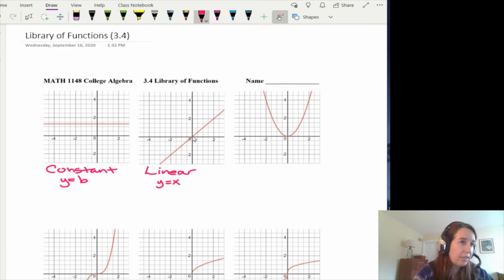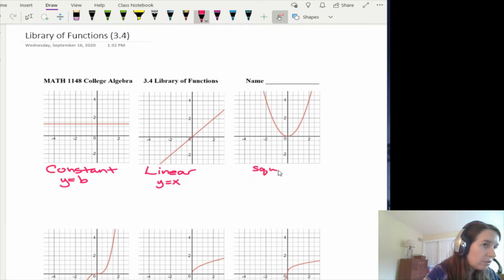Notice that the function goes through the point 0, 0. That's its x and y intercept. Notice that it has a slope of 1. In other words, it goes up 1 and then to the right 1. Up 1, right 1, consistently. The third function is called the squaring function. That's what you get when you take y equals x squared.